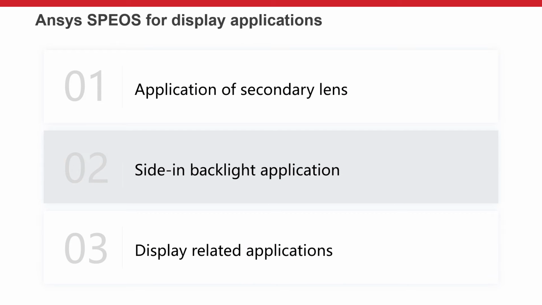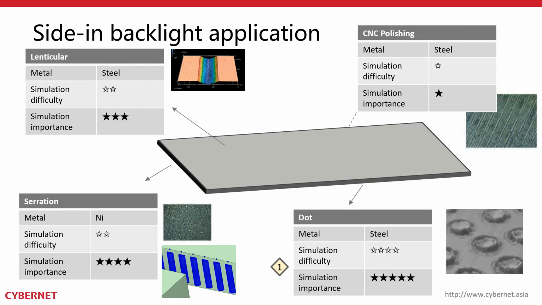Next, let's see how Ansys SPEOS can support for sight-in backlight application. As most of us may know, there are four main structures for a backlight panel. The side where the LED position will have some serration, bottom side will have dot shape, top side will be lenticular, while CNC polishing as a finishing. Each of them can be considered in details during light simulation with different difficulty and importance in mind.